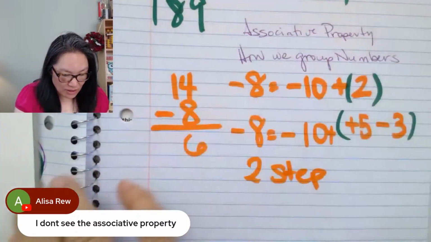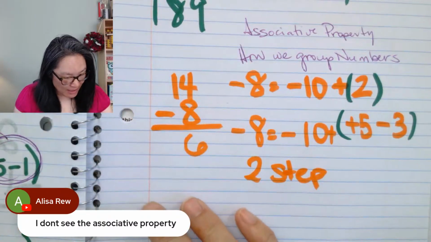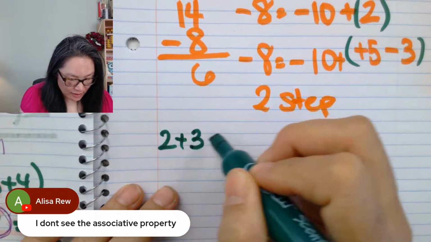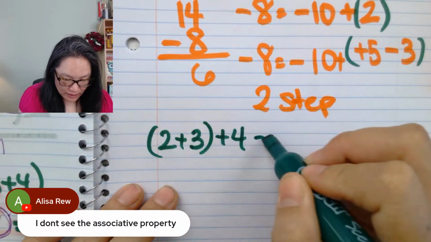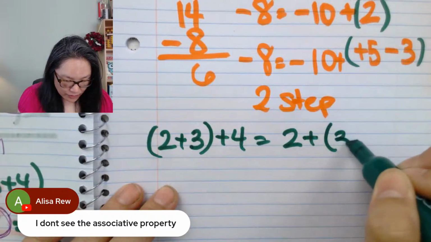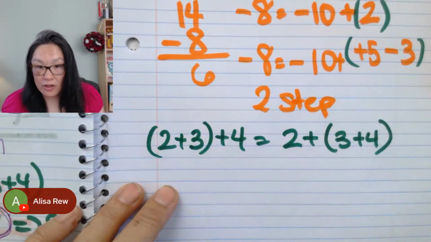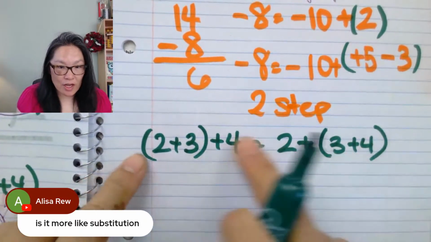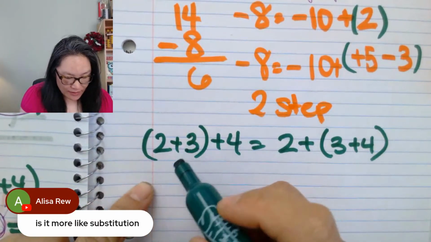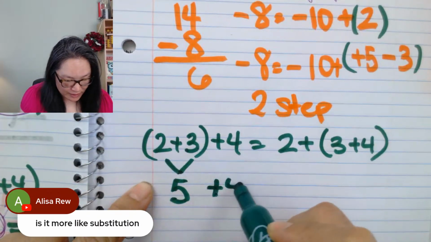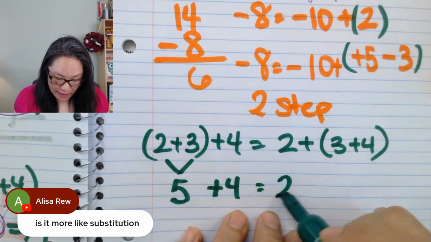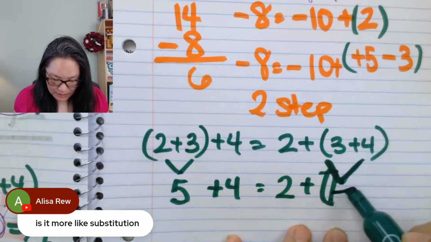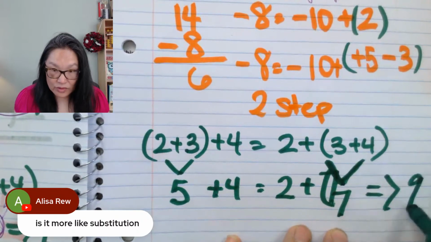Because mainstream math, they do it this way. They do 2 plus 3 plus 4 is equal to 2 plus 3 plus 4. However, it's more like substitution. Yeah, see, that's what I'm thinking, right? It's substitution. But they go this way, and then they break this down to 5 plus 4. But we do it reverse, right? 2 is equal to 7. Oops, 7. And then that equals to 9.